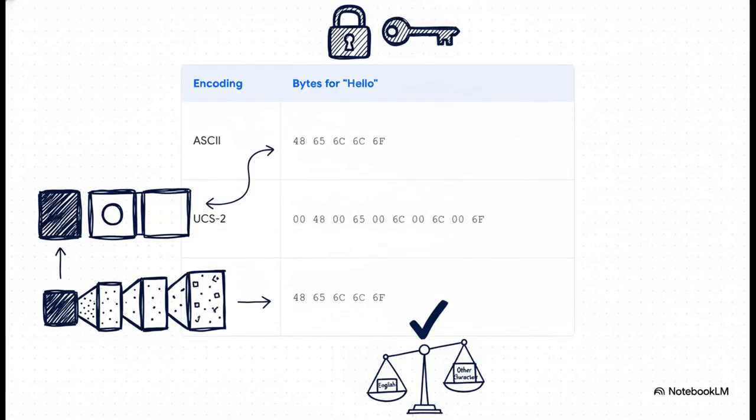And this slide shows that solution perfectly. It's called UTF-8. Now just look at this. The word hello in old school ASCII is 5 bytes. In that 2-byte system, it's 10 bytes padded with a bunch of zeros. But in UTF-8, it's exactly the same as ASCII. This is the genius of it. For English characters, UTF-8 uses just 1 byte. For other characters, it uses 2 or 3 or more if it needs to. It is the best of both worlds.